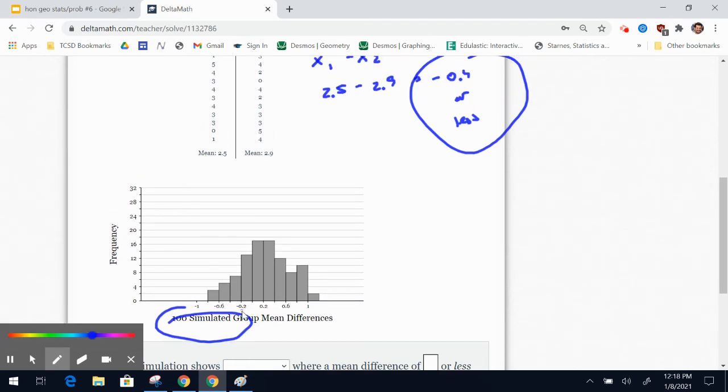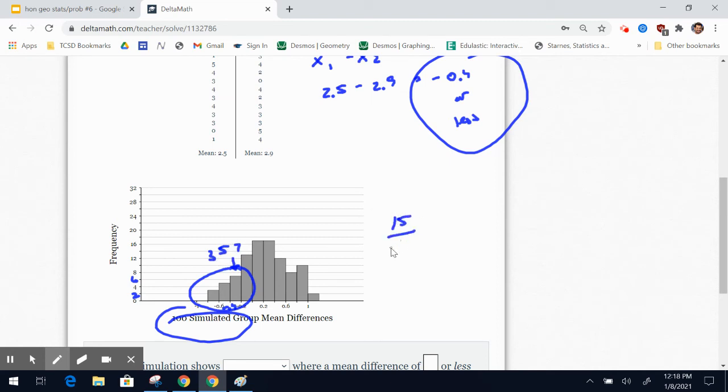So again, remember, negative 0.2, this is negative 0.4. It's included in this box here. So we're going to add up the frequency of these three boxes. So again, this is counting 0, 2, 4. So that bar has 3 in it. This bar has, that's 4, 6, 8. So this bar has 5, and this is 6, 8. So that bar has 7. So 3 plus 5 plus 7, that's 15 out of the 100 show a difference of negative 0.4 or less.